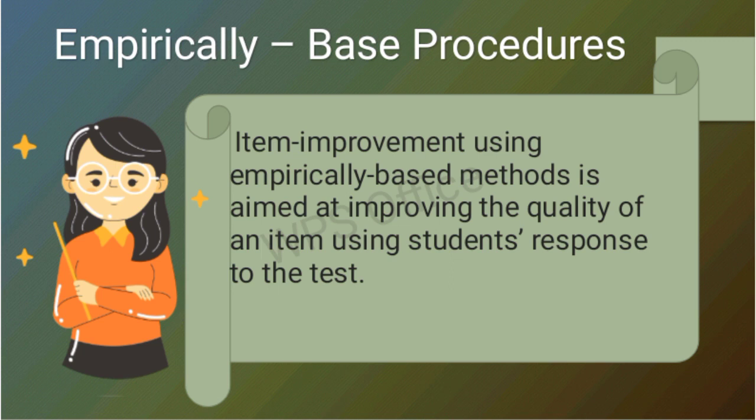Empirically based procedure. Item improvement using empirically based method is aimed at improving the quality of an item using students' response to the test. So it is centered on how well the students performed or responded to the test items. Empirical procedure covers the results of students' responses wherein you identify and review which test item was difficult for the students. So test developers refer to this technical process as item analysis as it utilizes data separately for each item.